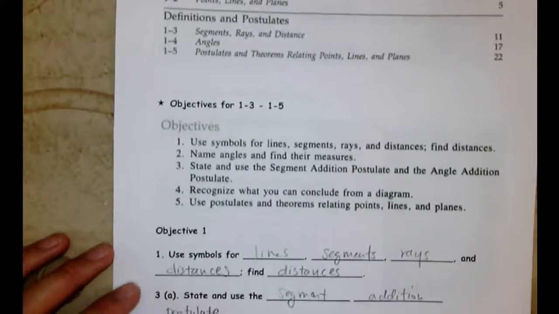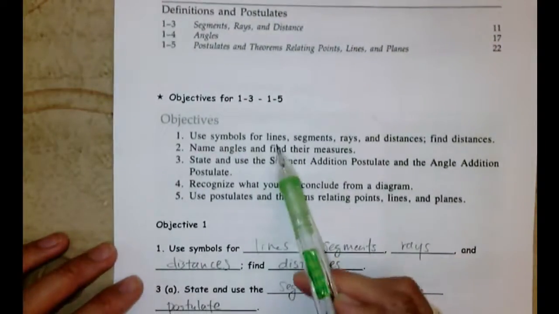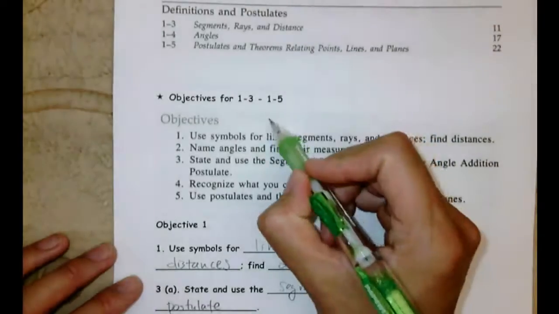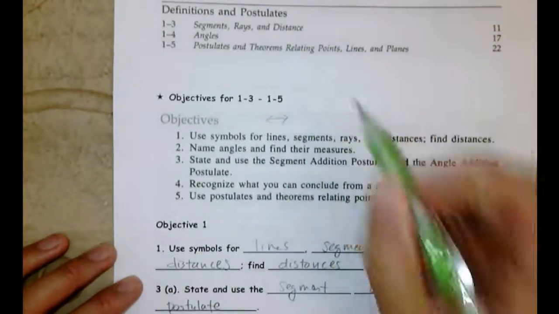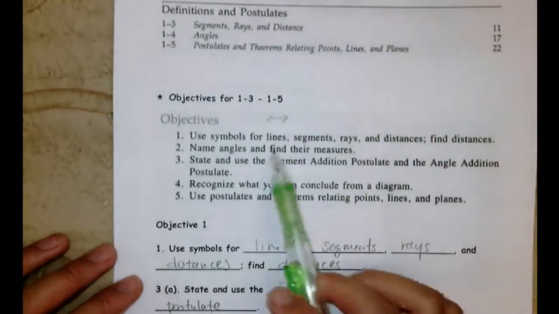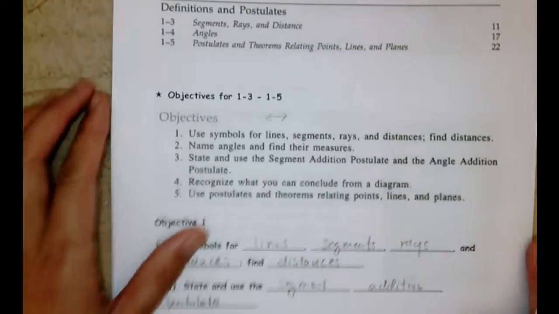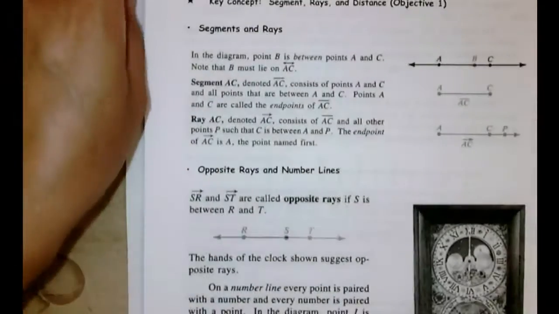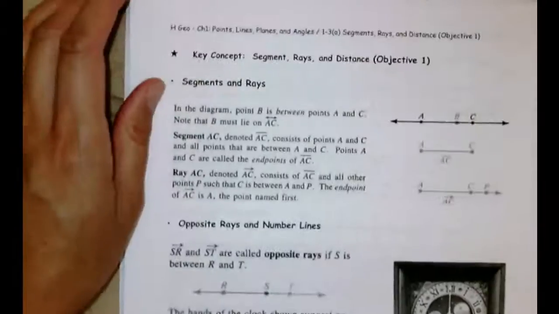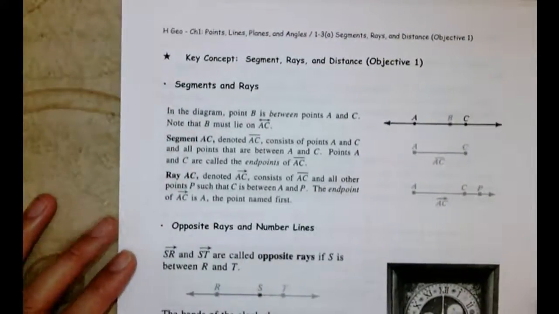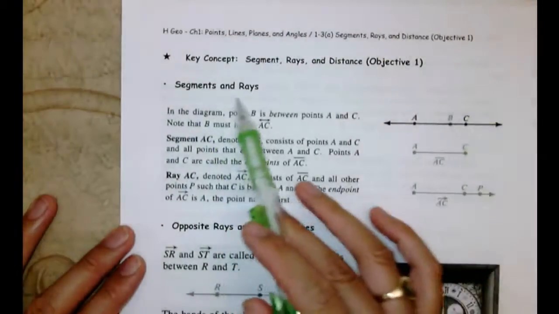Okay, and what else? The symbols for lines, we already learned this, you remember? These are lines, line symbols. And now we are going to learn symbols for segments and rays and distances. Okay, all right, let's get going here. Okay, so key concepts: segments, rays, and distances. Objective number 1, the segments and rays.